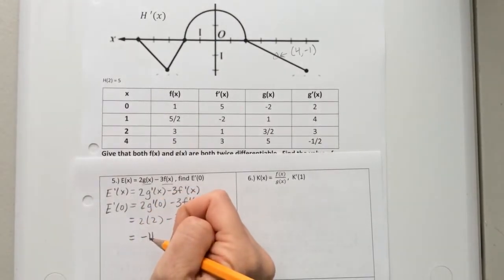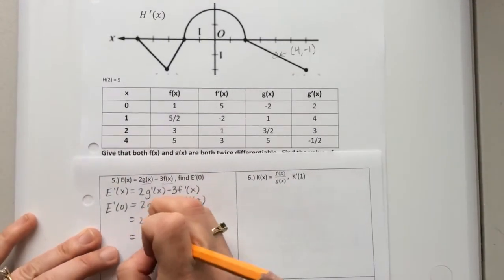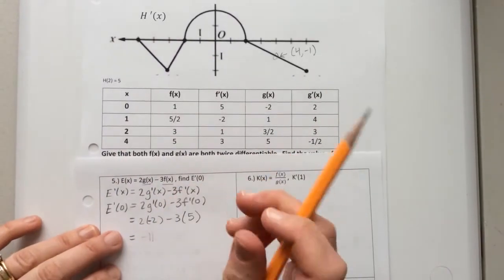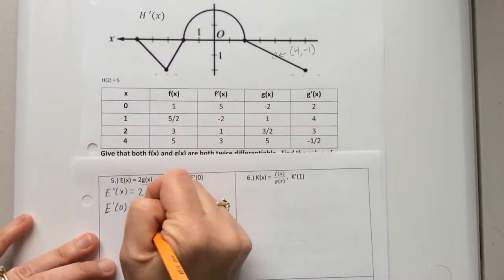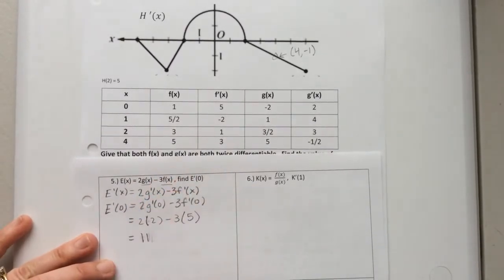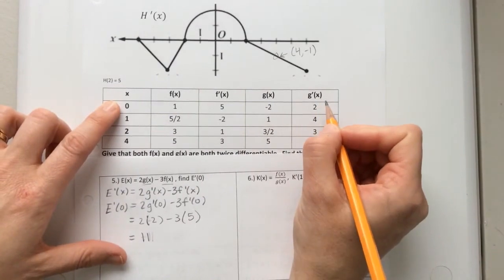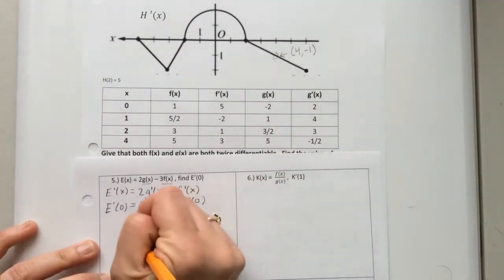So we get, negative 2 for g prime. No, it's positive 2. Yep. F prime of 0, g prime of 2, so we get negative 11.